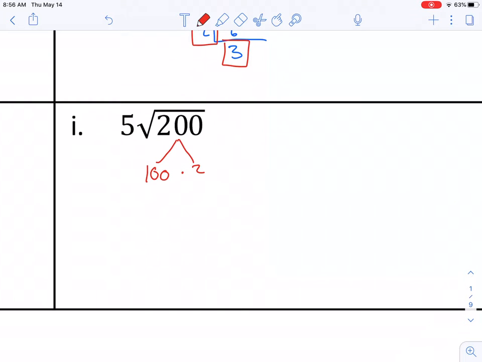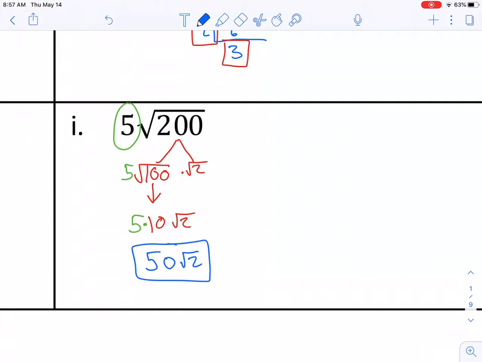So when we're breaking these down, what we're saying is the square root of 100 times the square root of 2 makes the square root of 200. Well, the square root of 100 is 10. So the square root of 200, when we break it down, is 10 square root 2. Now, one thing we cannot forget about is this 5 that was out front. If that 5 was there, that 5 is still here. That doesn't make it 510. That makes it 5 times 10. So my final answer is going to be 50 square root 2.